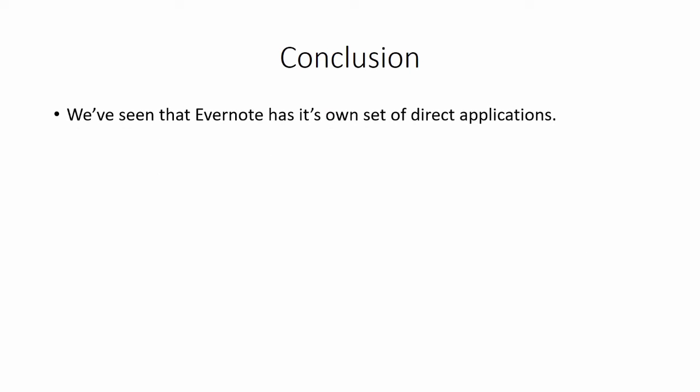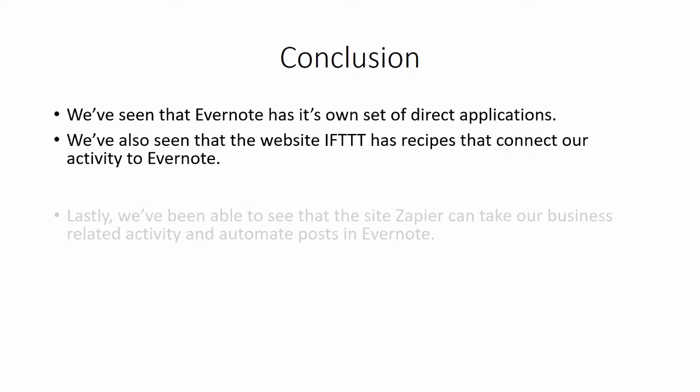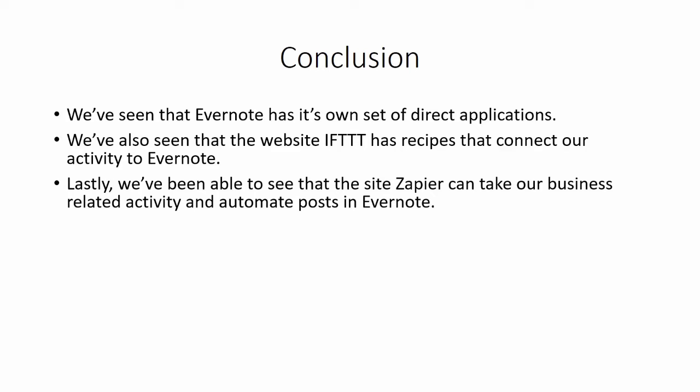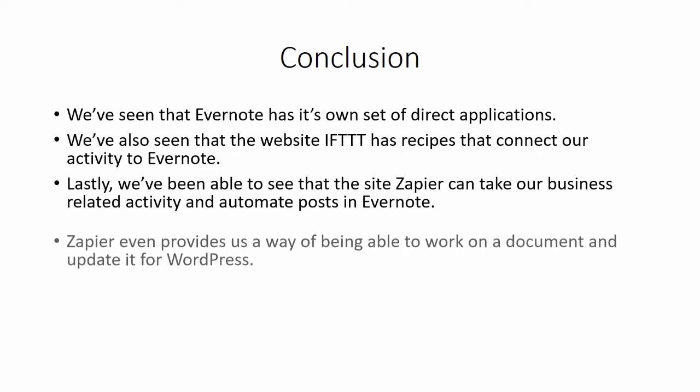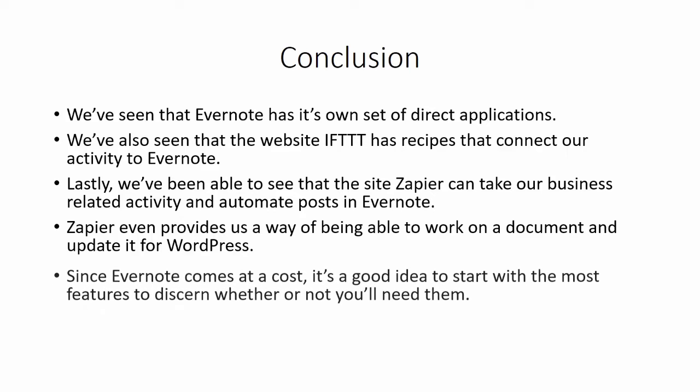And we've seen that Evernote has its own set of direct applications. We've also seen that the website IFTTT has recipes that connect our activity to Evernote. And lastly, we've been able to see that the site Zapier can take our business-related activity and automate posts in Evernote. Zapier even provides us a way of working on a document and updating it in WordPress.